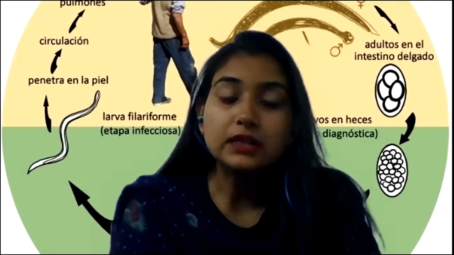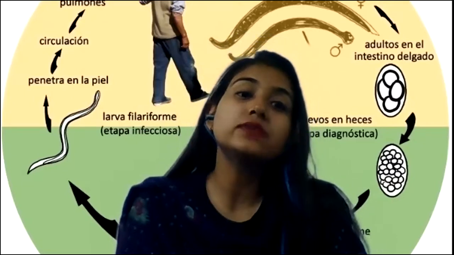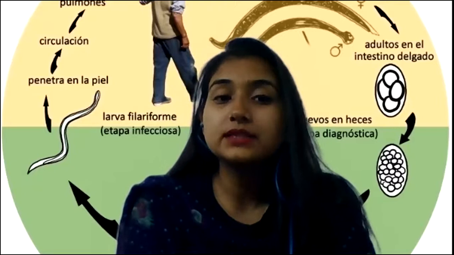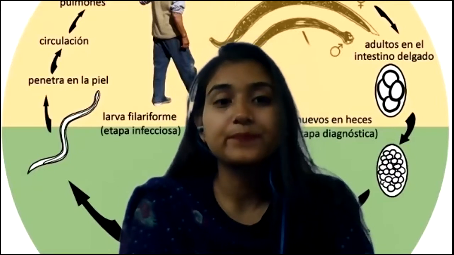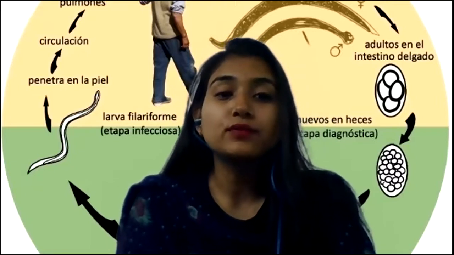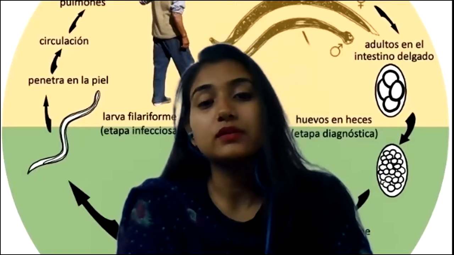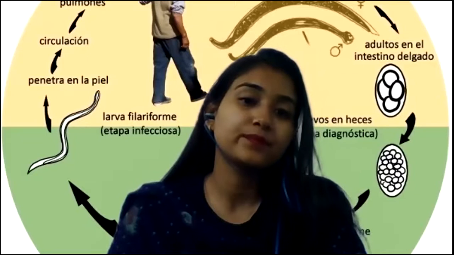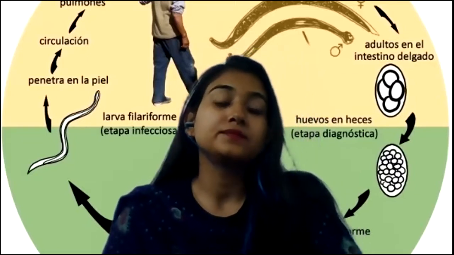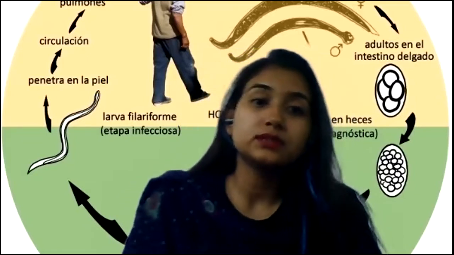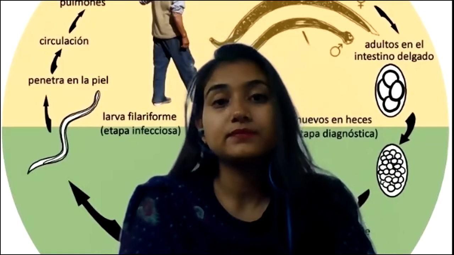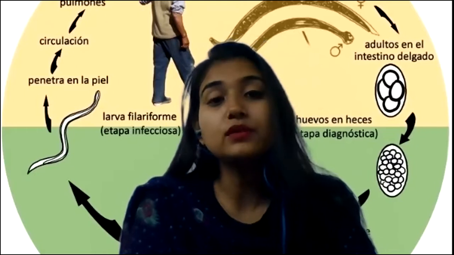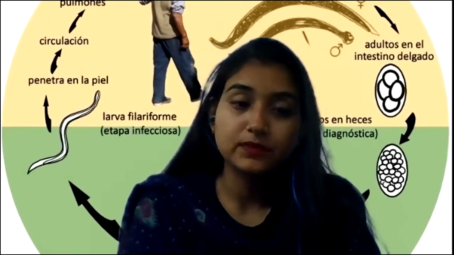So, geographical distribution. It is widely distributed in all tropical and subtropical countries. It is found in Europe, North Africa, and India, like Punjab and UP. Habitat: the adult worm lives in the small intestine of man, particularly in the jejunum.